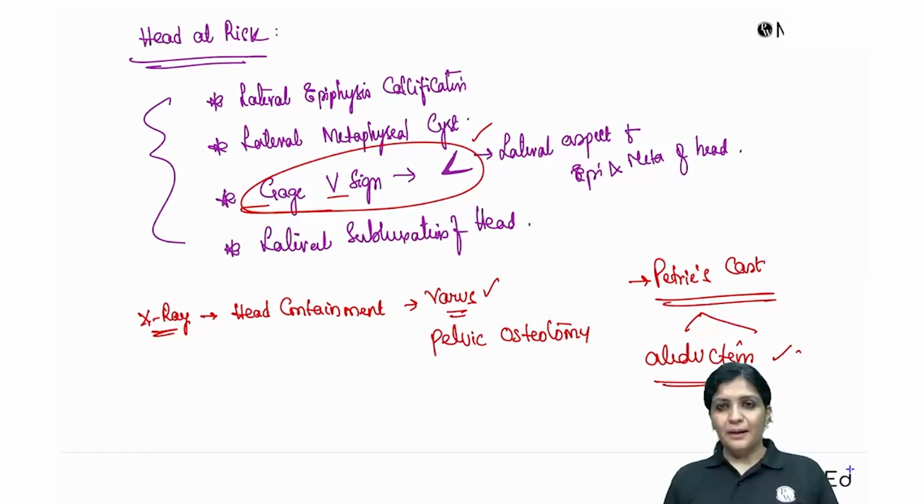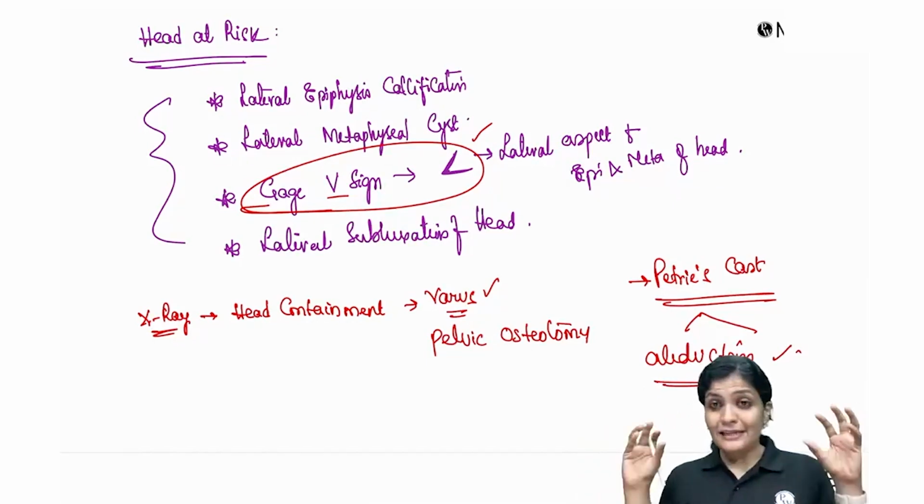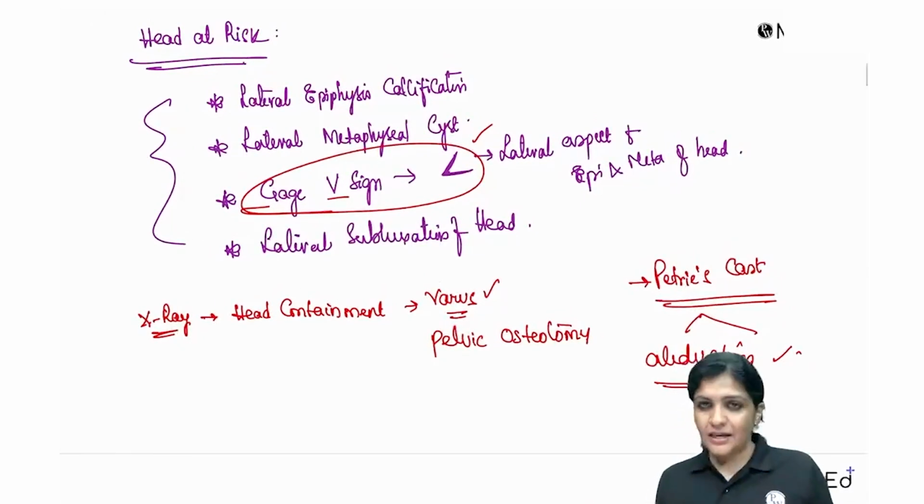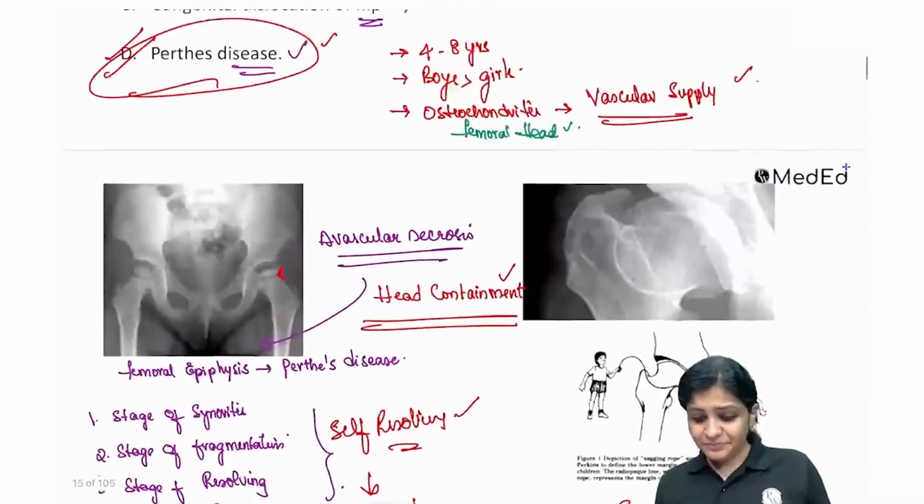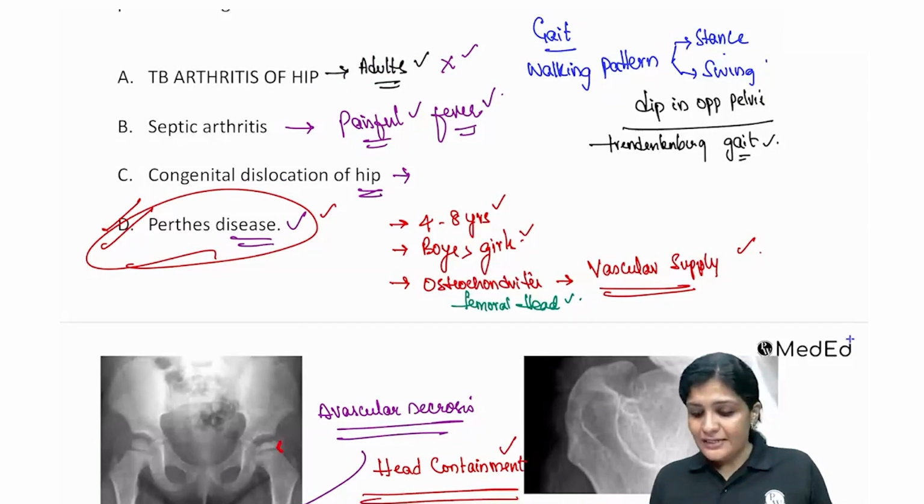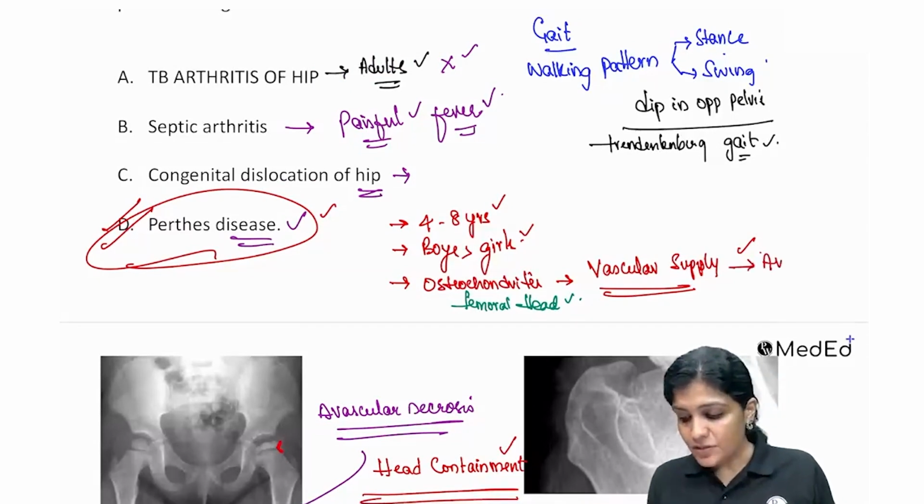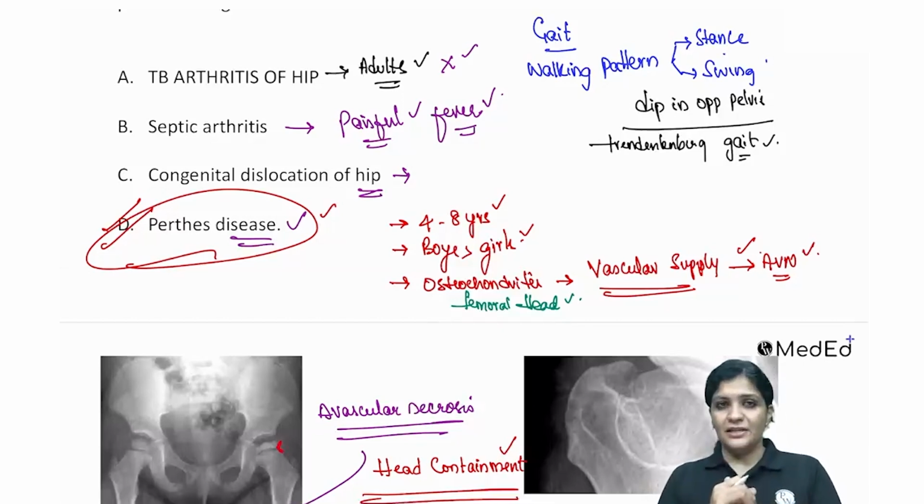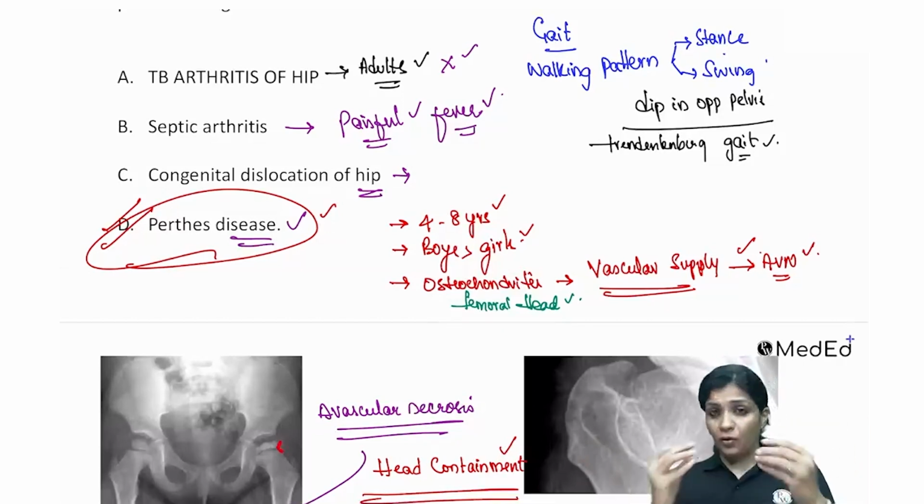So put both the limbs in abduction so that the head is sitting into the acetabulum. So that is the abduction or the Petrie's cast. So we are done with Perthes. The important thing is age, and boys are usually seen. It is nothing but avascular necrosis, but it is resolving. Again, the head gets back its vascular supply, and it might grow big or it might not grow also.